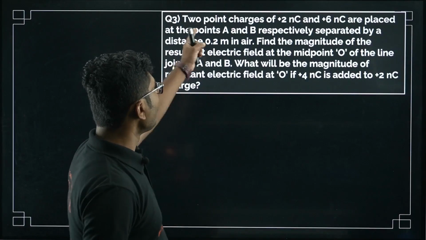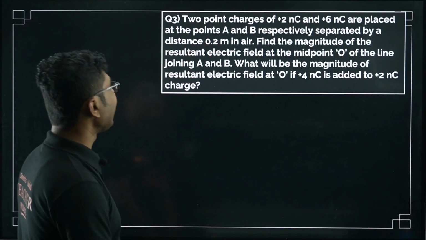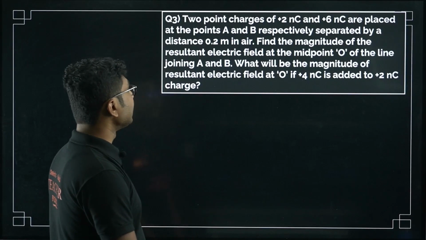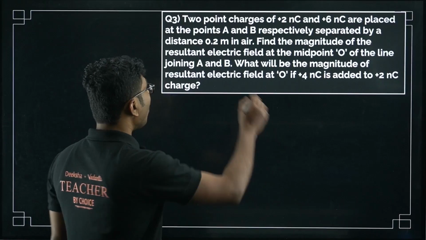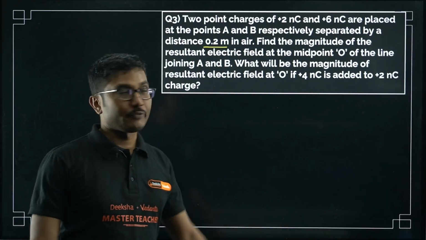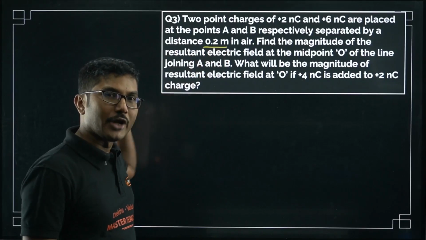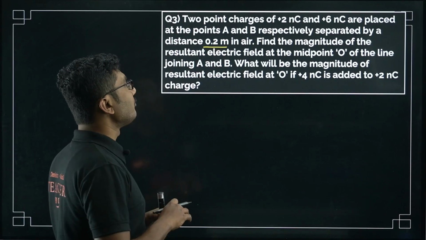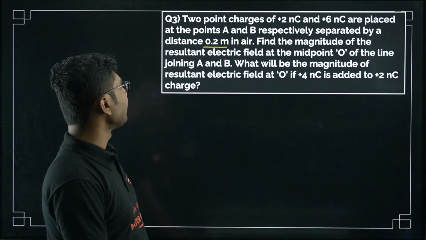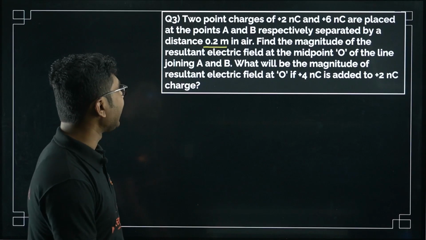Okay, so two point charges of +2 nanocoulomb and +6 nanocoulomb are placed at the points A and B respectively, separated by a distance 0.2 meter in air. Now if you observe here, the distance itself is given in meters. You might find a question where they mention the same question but they ask 20 centimeter in air, so you have to be careful, convert it into meters before you proceed. Now, for 0.2 meters in air, find the magnitude of the resultant electric field at the midpoint O of the line joining A and B.